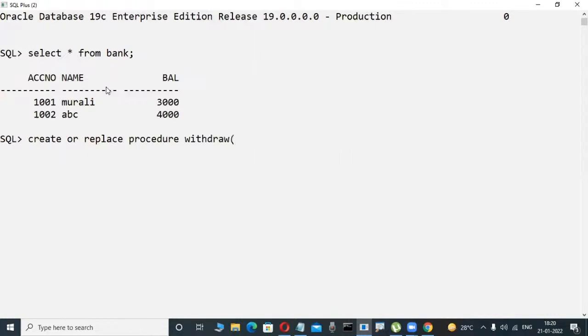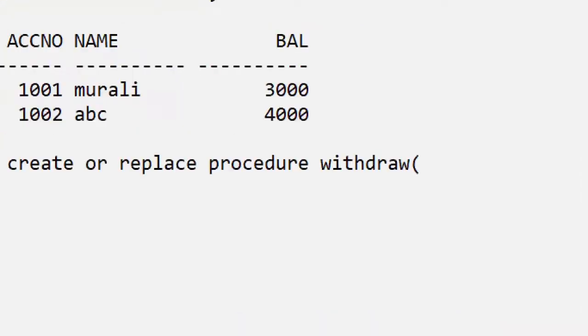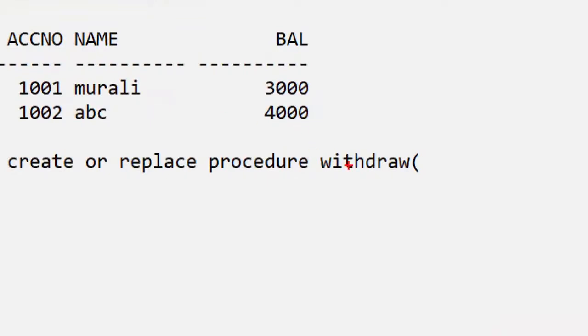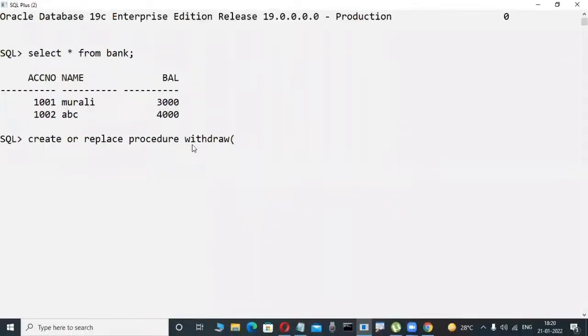Slowly observe here. This is a table. In my project, I try to implement one small scenario only, withdraw. Actually, in real time, big packages contain withdraw, deposit, all the things. But unfortunately, I'm giving only some small task in a procedure. Now here, create or replace procedure withdraw. Suppose here I'm passing an account number. Okay, fine.